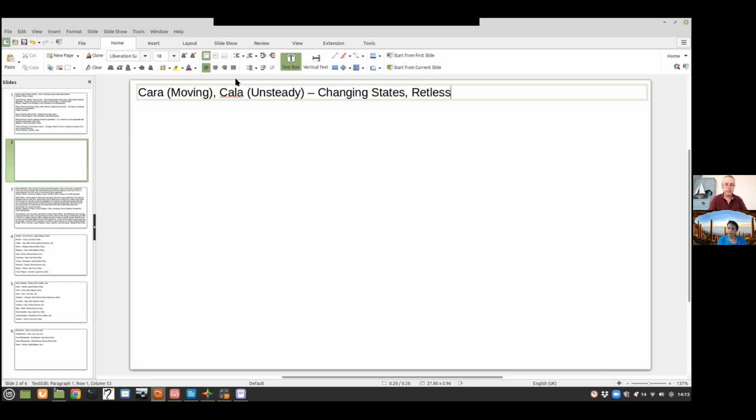restless, sometimes uneasy, and you'll have a good understanding of the Chara and Chala nakshatras. And those nakshatras are Punarvasu. We also have Swati. We have Shravana, Dhanishta, and Shatabisha.